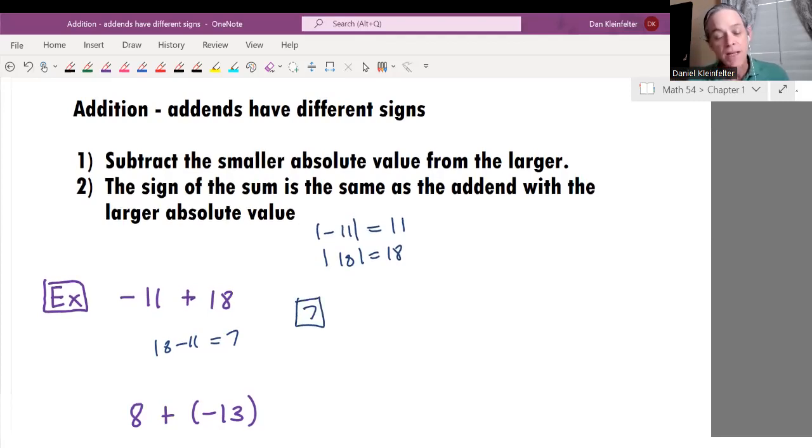Let me say that again. We had negative 11, we had 18. The one with the bigger absolute value is 18. 18 was positive, so our final answer is positive.